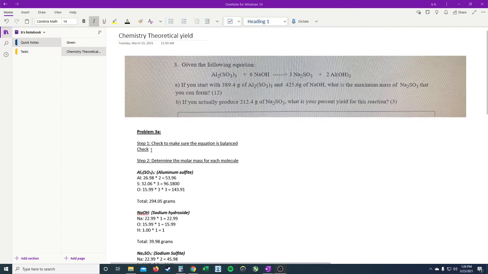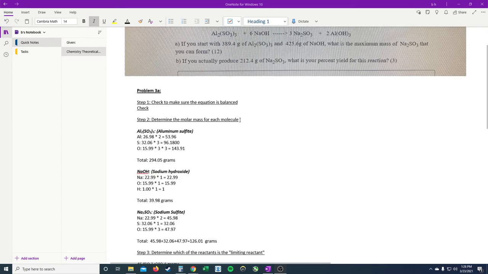So the first step to this problem is to make sure that the equation is balanced, and you can take my word for it. I did check it, and it does appear to be balanced, but it is good practice for you to check it for every type of problem like this, to always make sure it's balanced. Sometimes the problem will tell you that it's balanced. Me personally, I still do check it if I have enough time.